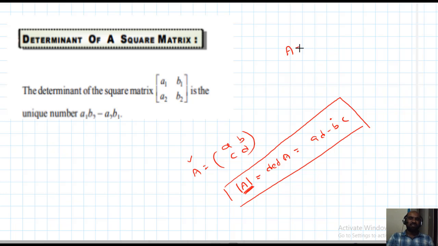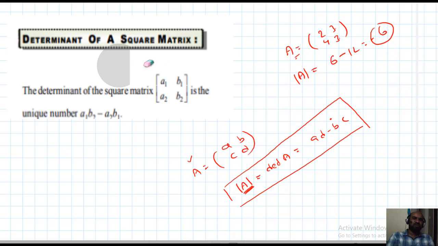For example, matrix A is given as [2 3; 4 3]. We want to find its determinant. 3 2s are 6, minus 4 3s are 12, that is equal to minus 6. This minus 6 is called the determinant of this matrix. The operation is ad minus bc, not bc minus ad, or any other. Mathematics defines the determinant of a 2 by 2 matrix as ad minus bc only, for a matrix having 2 rows and 2 columns. This is important.